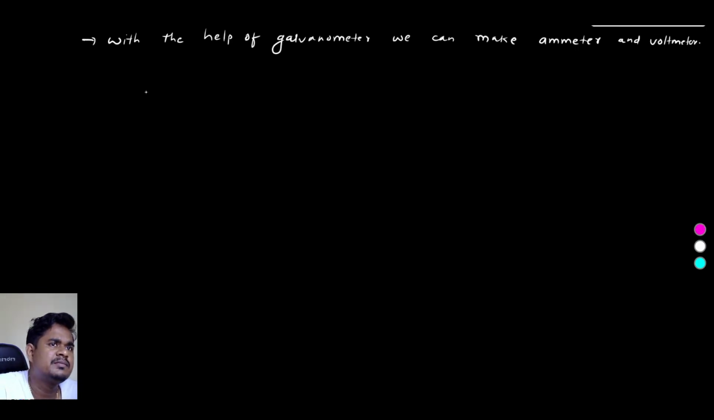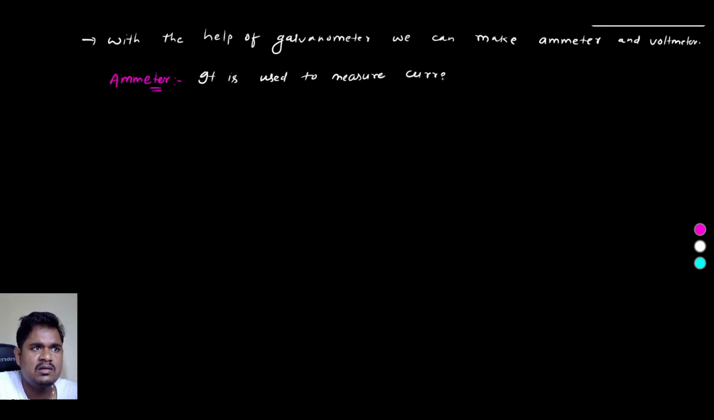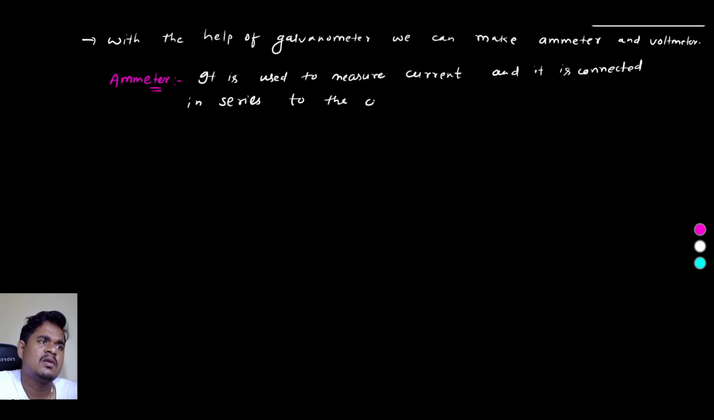So for that, let's say we want to make an ammeter. First of all, we need to know how an ammeter works. An ammeter is used to measure current, and it is connected in series to the circuit.